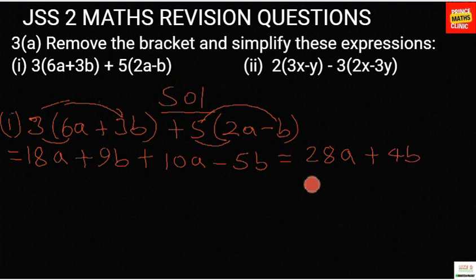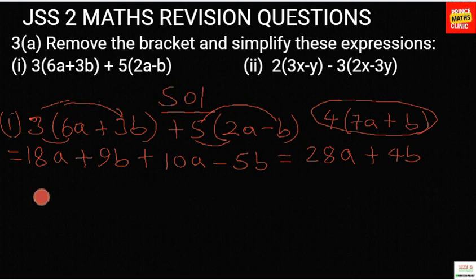That is the solution to that particular question, right? We can factorize if we want to, because 4 is common to both of them. If we want to factor out 4, we can bring out 4. Then 28 divided by 4, you will have 7a left. Then 4b divided by 4, you have b left. Good. You can also leave your answer like this. But if you cannot leave it like this, it's fine, right?